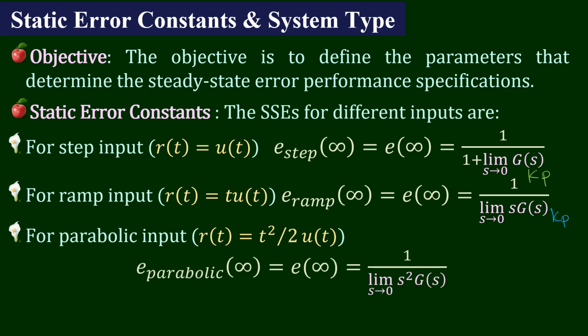The error is like this, e parabolic infinity. Here, if you see, there is no s, here is s, and here is s square. And again we call this Ka. Here I made a mistake, this is Kv. So normally we call this the proportional constant, velocity constant, and this one is the acceleration constant.